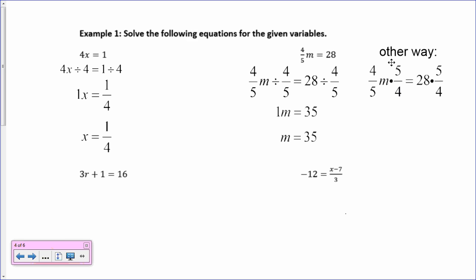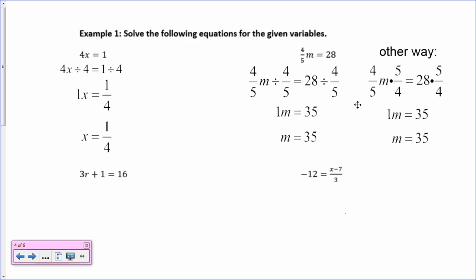Okay? So if I'm going to multiply by the reciprocal here, this is like the inverse of multiplication happening. I've got to multiply by 5/4 on the other side as well. So this will actually give me 1m. I still get 35. 1m is still going to give me m, and it's still going to equal 35. It's the same thing. This is a little bit easier to see, like the inverse property happening.